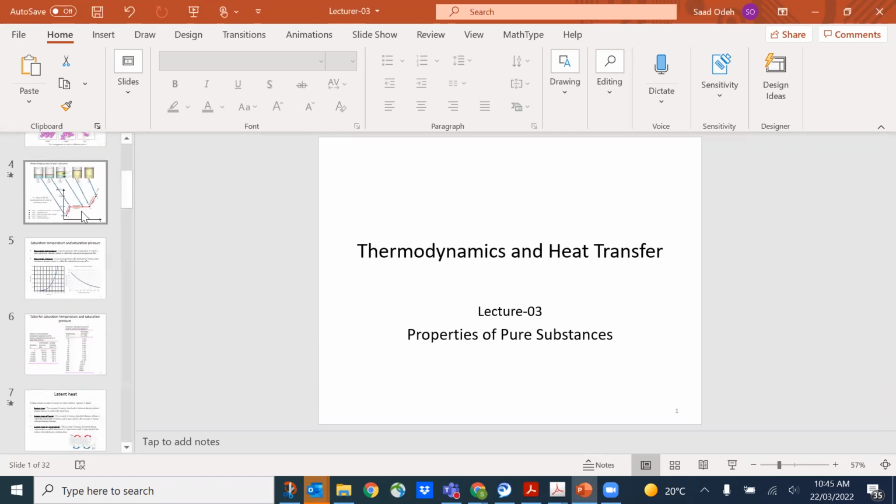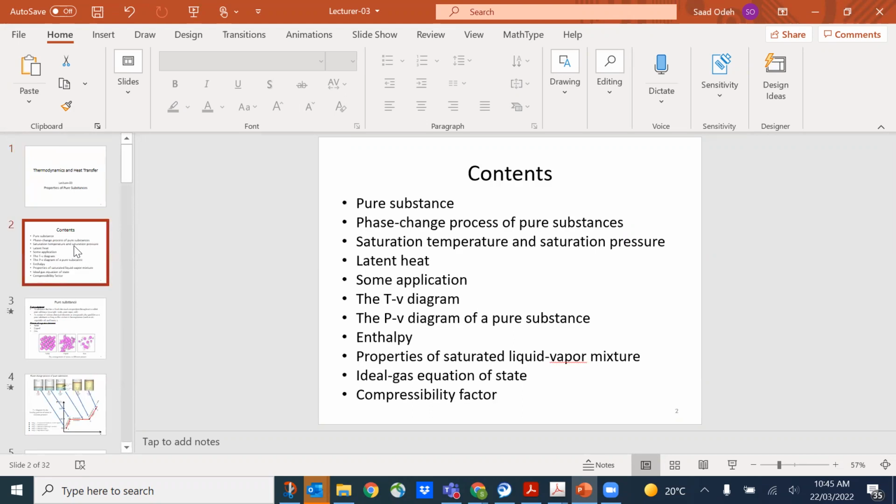We will also show you how to represent the properties on the T-v diagram, and also the pressure-volume diagram, and some other new definitions related to these diagrams, such as the latent heat.